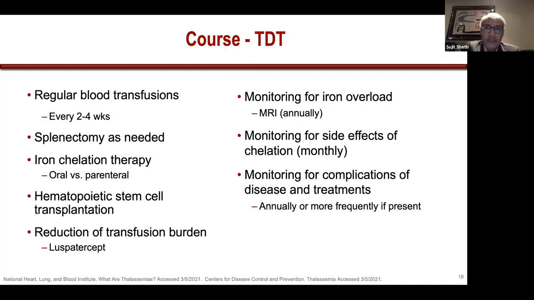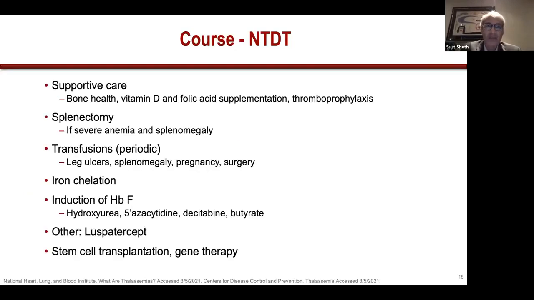Monitoring is absolutely key to the well-being of these individuals with thalassemia. And you have to monitor for iron overload, and that involves an MRI, and we'll see why an MRI specifically and not just doing ferritin levels. Monitoring for side effects of the chelation therapy is important as well. It's either weekly or monthly, depending on which chelator you're on, as well as monitoring for complications of the disease and the treatment itself, which is done annually or more frequently if they've already developed these complications.